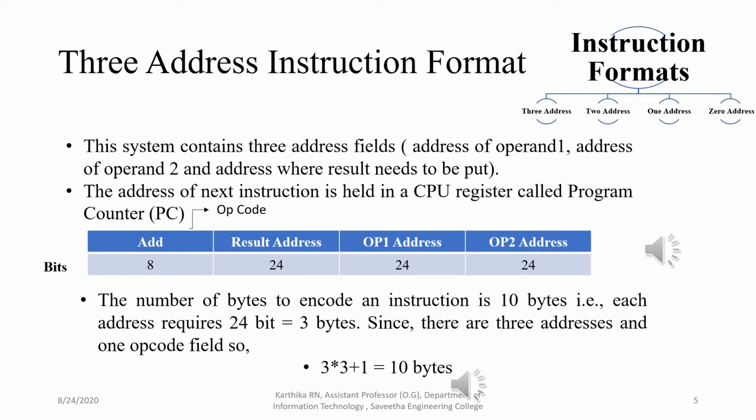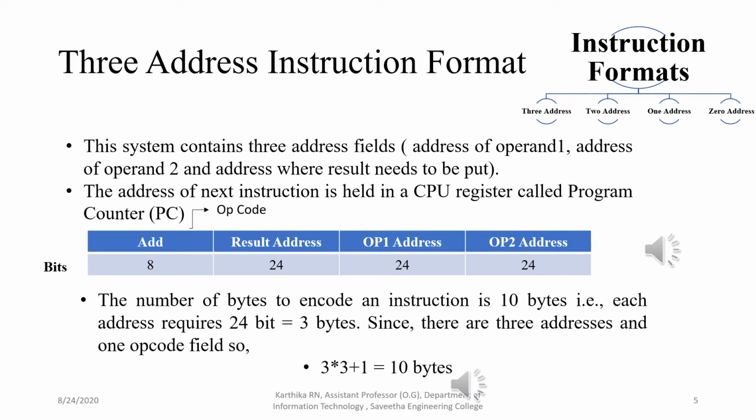Here there are three address fields: the address of operand 1, the address of operand 2, and the address where the result needs to be stored. The address of the next instruction is held in a CPU register called the program counter. Just see the table over here in the slide.